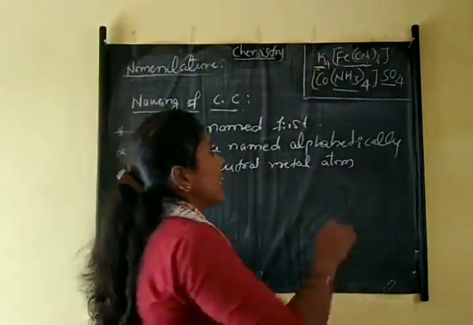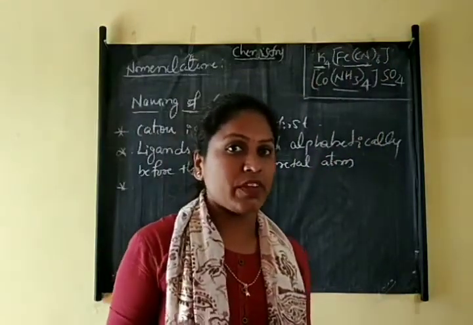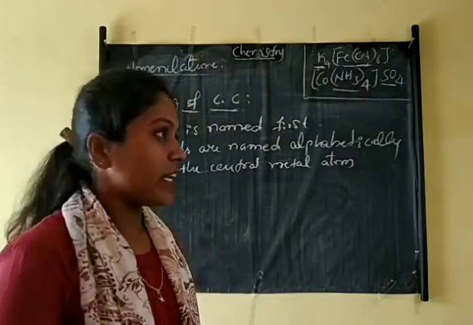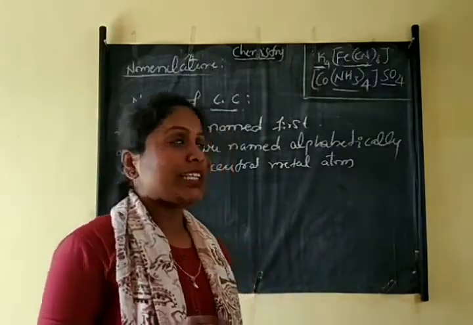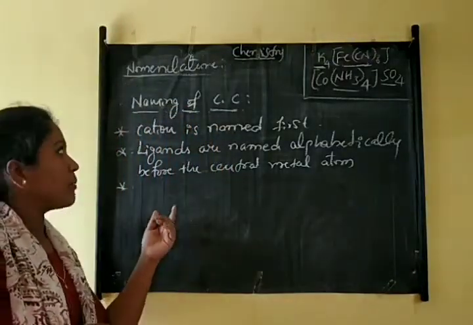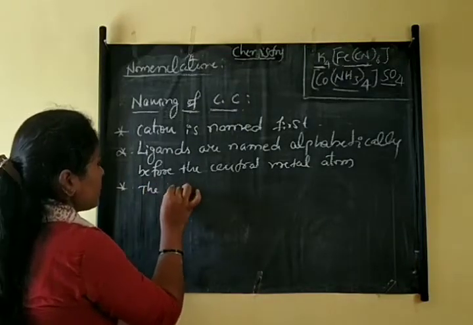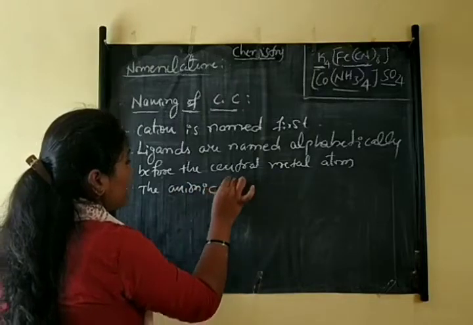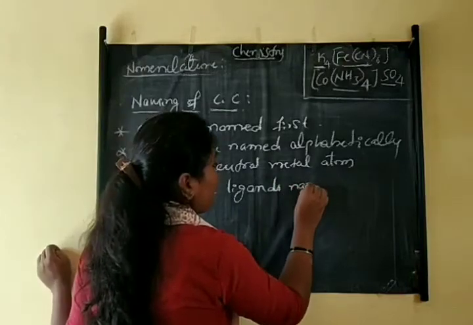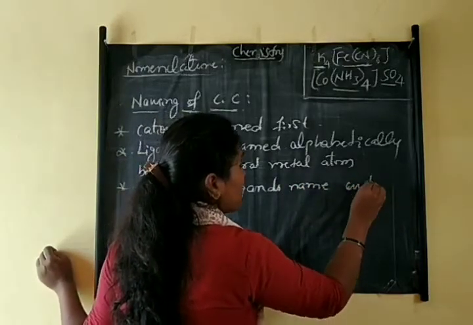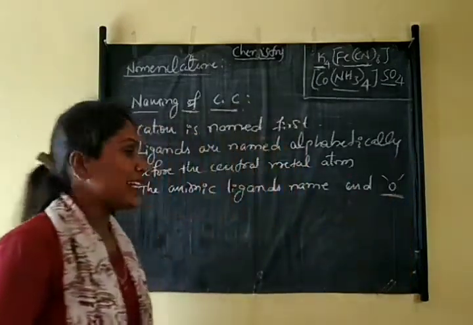Again, if the ligands are anionic ligands, the name ends with O. In the previous video I already told that if the coordination compound contains anionic ligands, the ligand name ends with O. That is the next rule for naming coordination compounds. The anionic ligand names end with O.